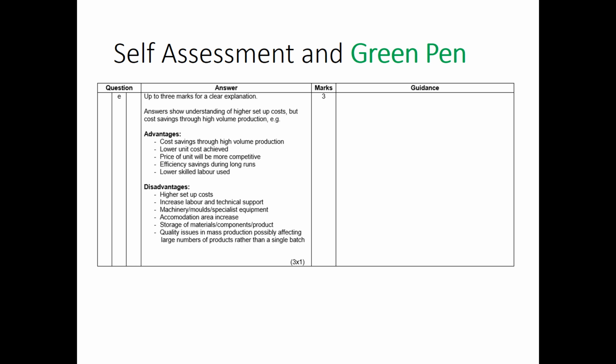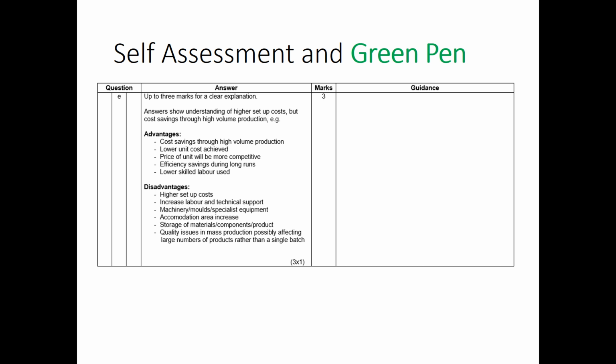So, up to 3 marks for clear explanation. Answers show understanding of higher setup costs, but cost savings through high volume production. So what you could have had for advantages: cost saving through high volume production, lower unit cost achieved, price of unit will become more competitive, efficiency saving during long runs, lower skilled labour costs.